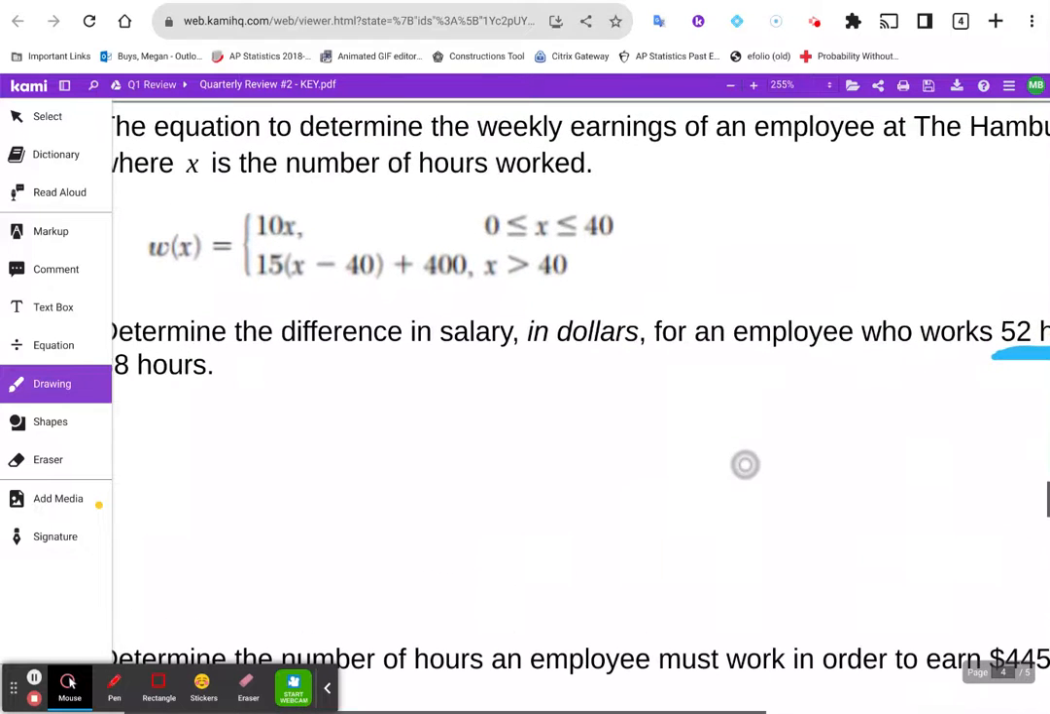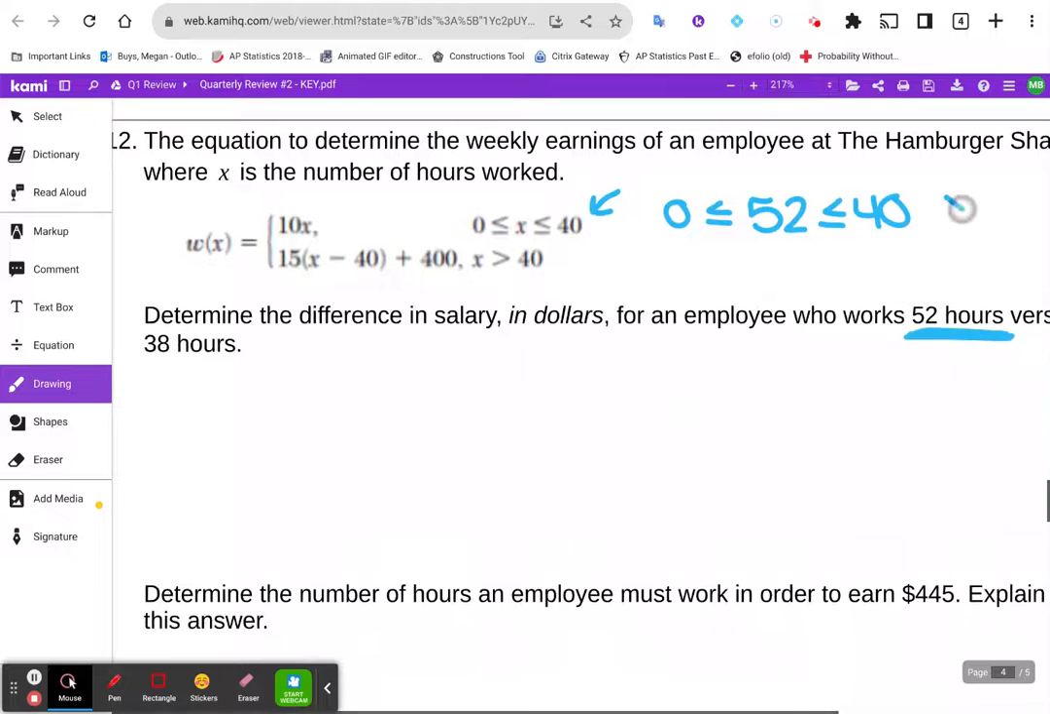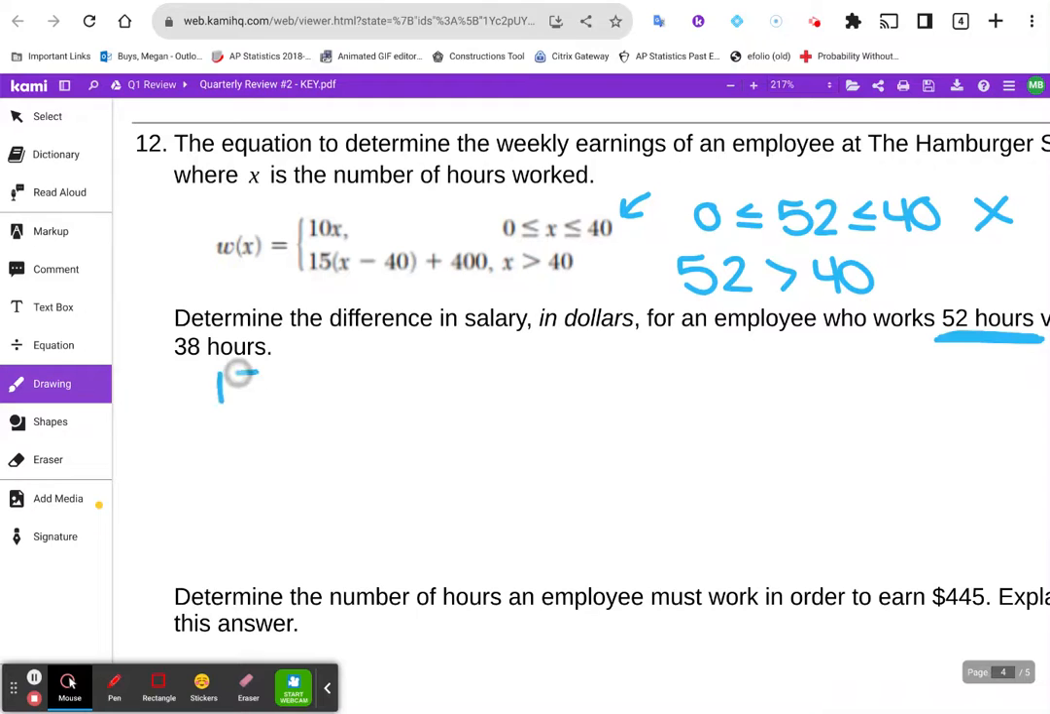Now, 52 hours cannot go into this first one because is 0 less than or equal to 52 less than or equal to 40? Well, that doesn't make sense at all, right? 52 is not in between 0 and 40, but 52 is in fact greater than 40. So when I go to plug in, I'm going to plug into the second equation. I'm going to plug into the 15x minus 40, and I'm going to plug in 52 minus 40 in here, plus 400. So I'm going to start with that part.